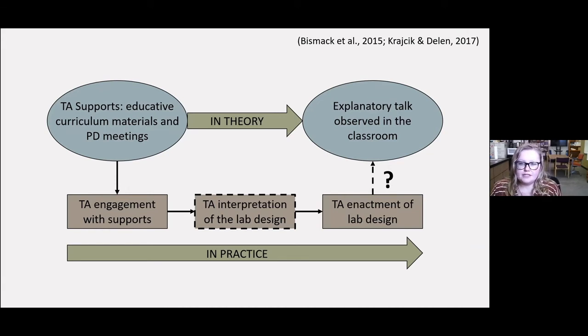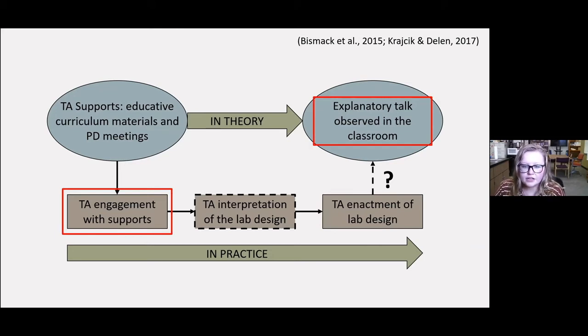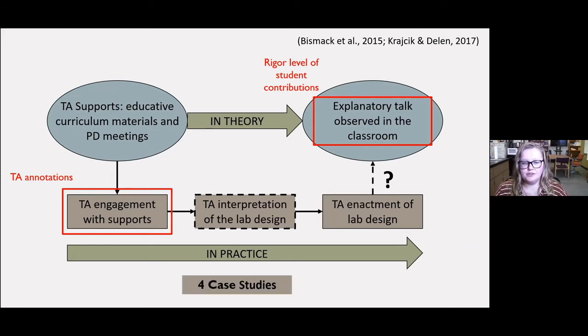Today, I'm going to be talking about the TA's engagement with the supports in the form of the annotations the TAs are making as they pertain to the three different knowledge types, along with the rigor level of student contributions in the TA's lab sections and in the PD meeting. And both the annotations and the student contributions will be looked at with the four case studies.